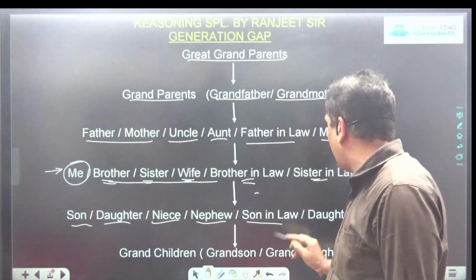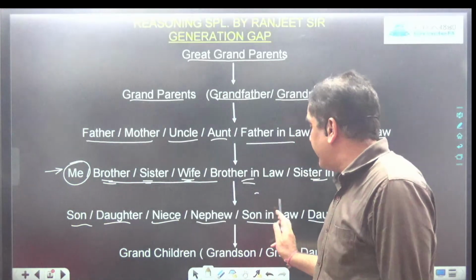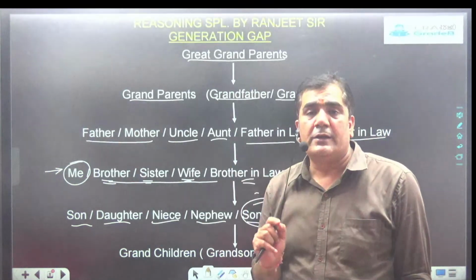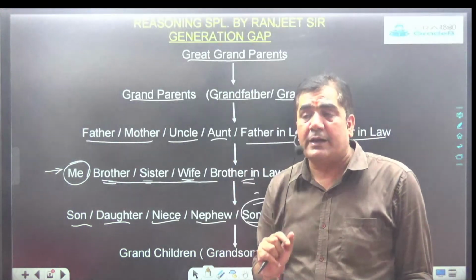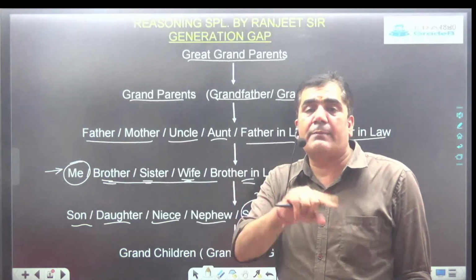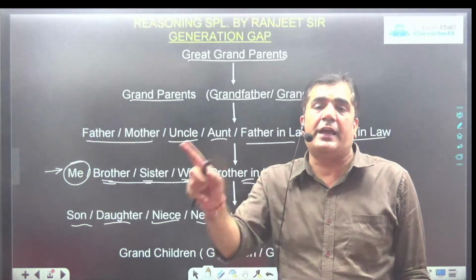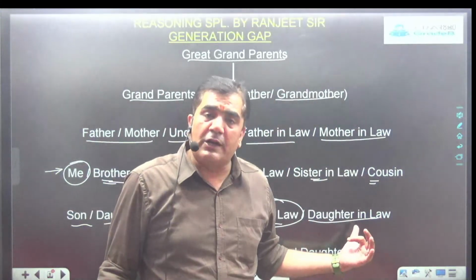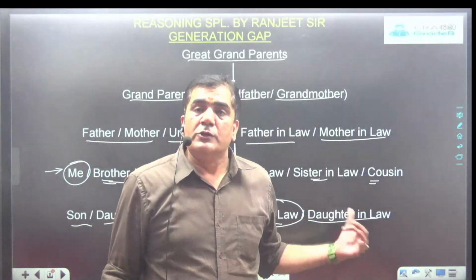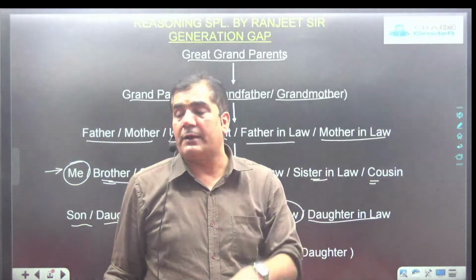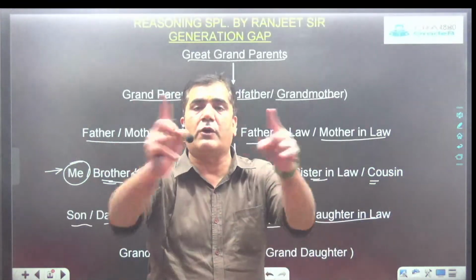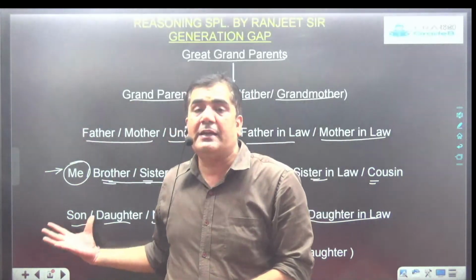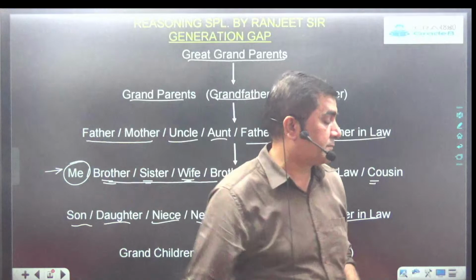Then come son-in-law and daughter-in-law. My son-in-law is going to be what? My daughter's husband. So if he is my daughter's husband, then his age must be nearby my daughter's age. The same concept applies to my daughter-in-law. Daughter-in-law is nothing but my son's wife, so her age will be somewhere nearby my son's age. So all of them come together and form one generation, my son and daughter's generation.